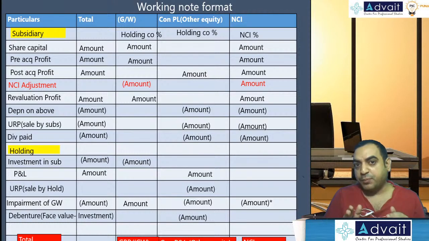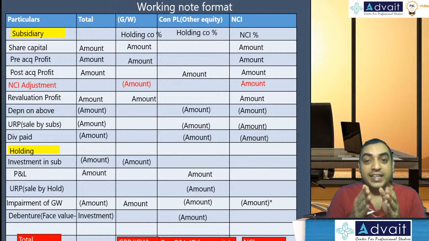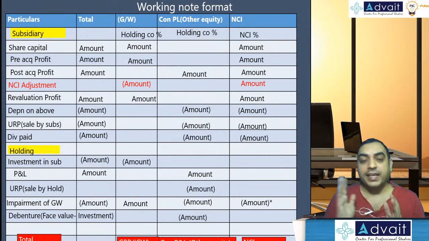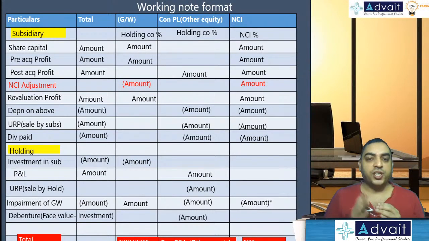Pre-acquisition profit, again the same treatment. Post-acquisition profit, holding company share goes to con PL, outsider share goes to NCI. Other adjustments we also discussed, that is, revaluation profit done at the time of acquisition is very similar to pre-acquisition profit. Then we discussed that whenever there is revaluation, there has to be an impact on depreciation, which is a post-acquisition element, so it will be taken in the con PL column and NCI column. Then the unrealized profit on goods sold by the subsidiary, one portion is taken to the con PL column, one portion is taken to the NCI column.